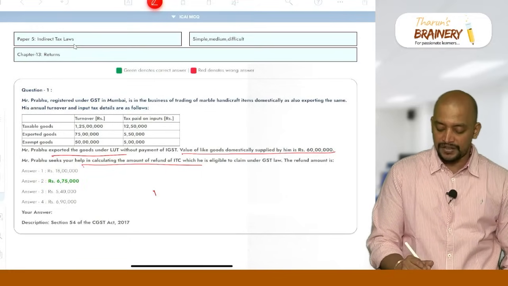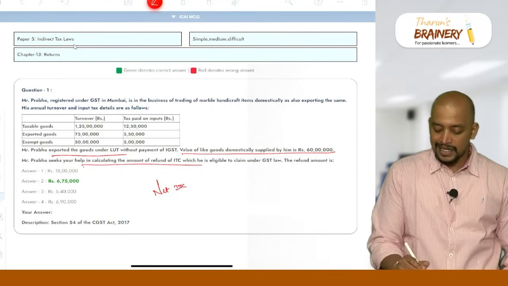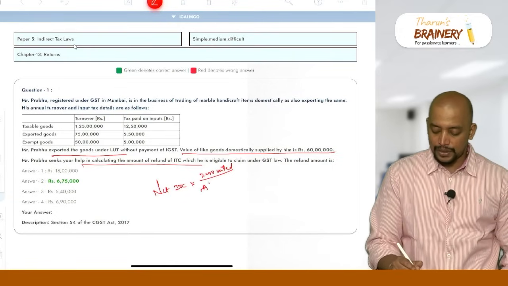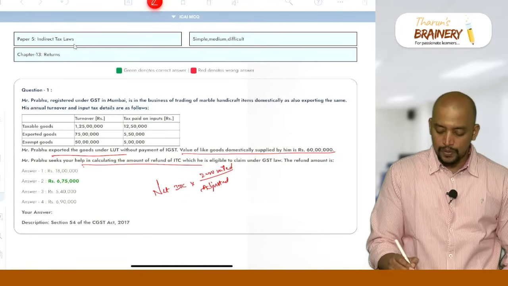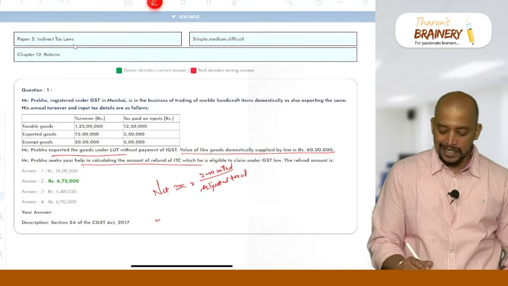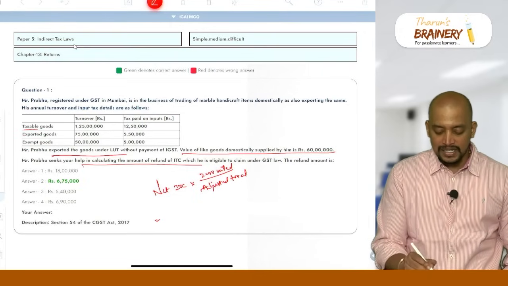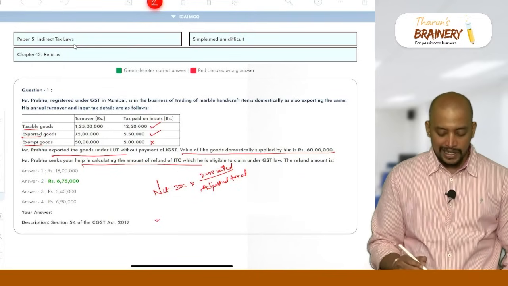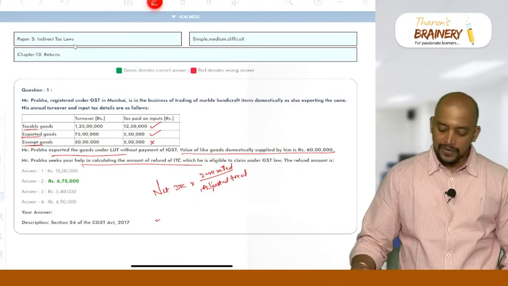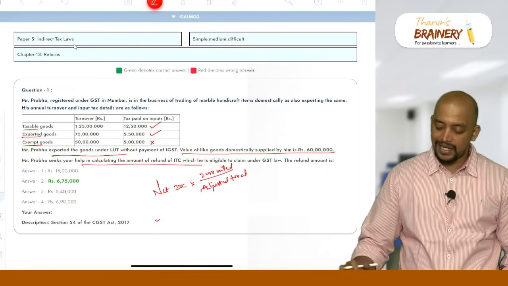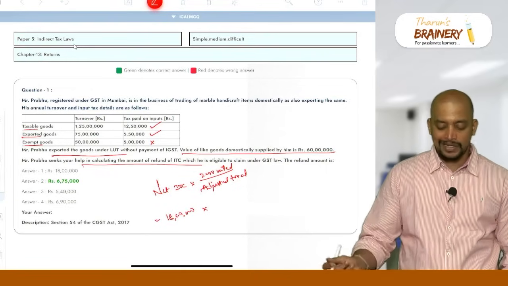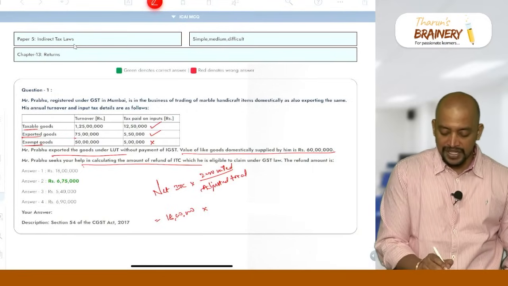What is the formula for refund of ITC? Net ITC into zero rated turnover divided by adjusted total turnover. Now, what should be taken as the net ITC? Here, as the outward supply is taxable, we can take ITC. As the outward supply is exported, we can take ITC. As the outward supply is exempted, we cannot take ITC. So the net ITC will be 12 lakh 50 plus 5 lakh 50, that is 18 lakhs, into zero rated turnover. What will be zero rated? That is export, 75 lakhs.